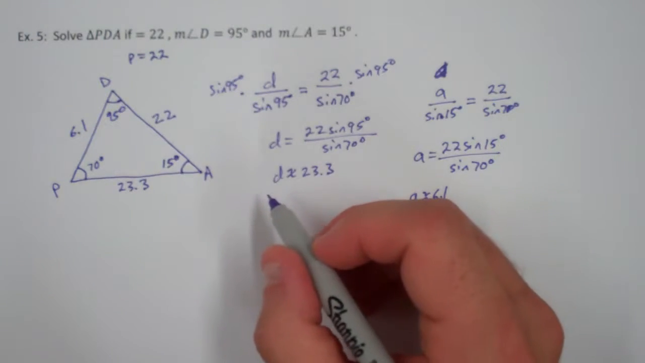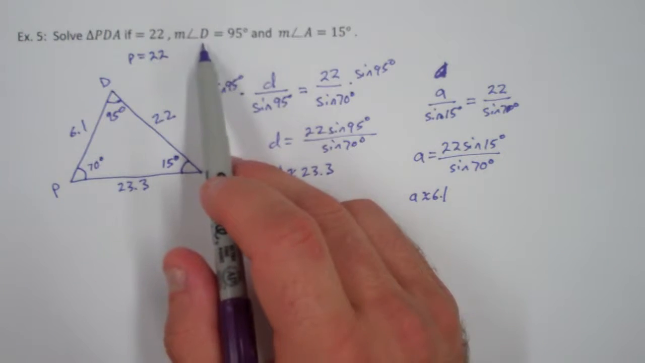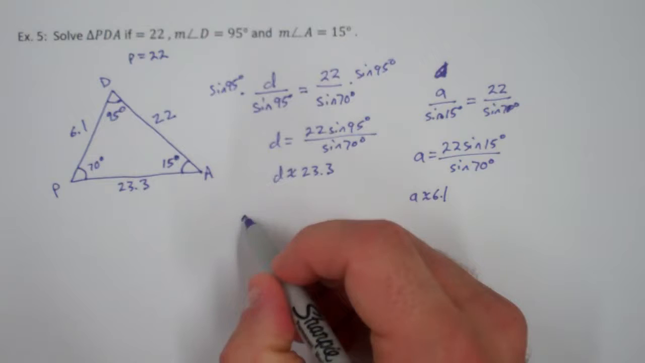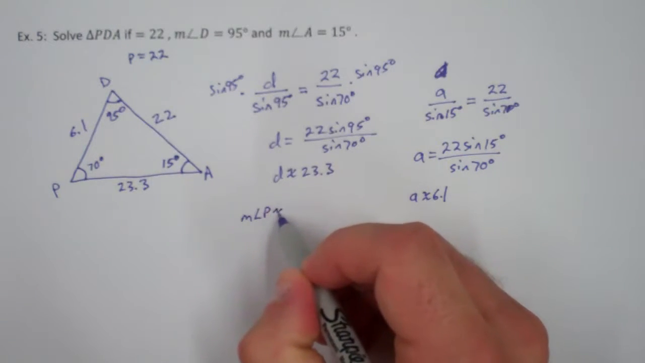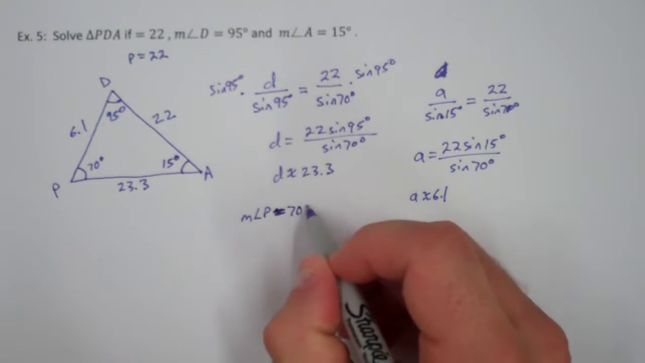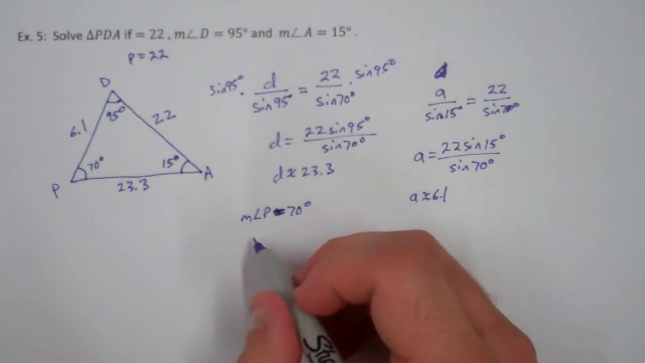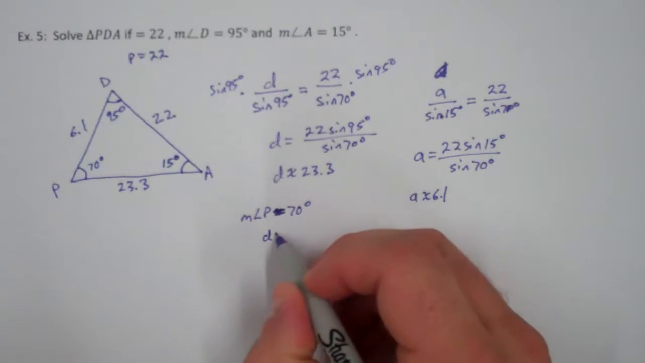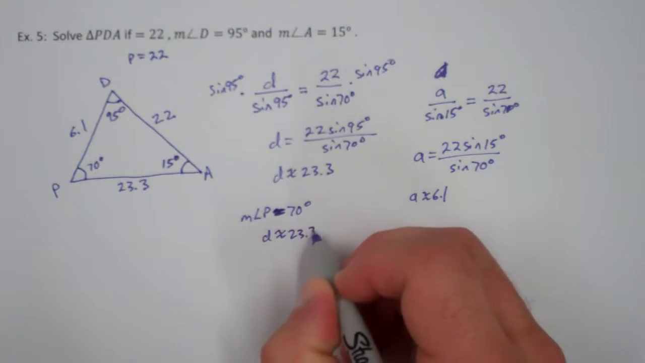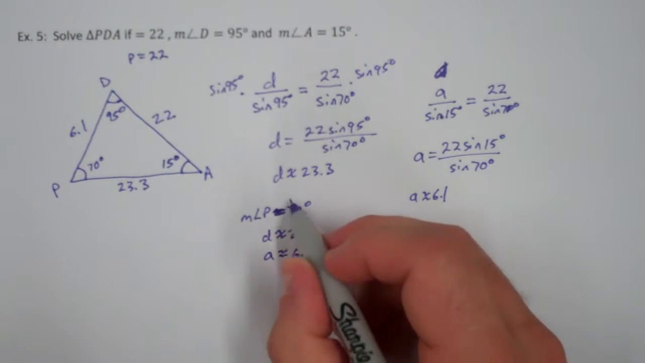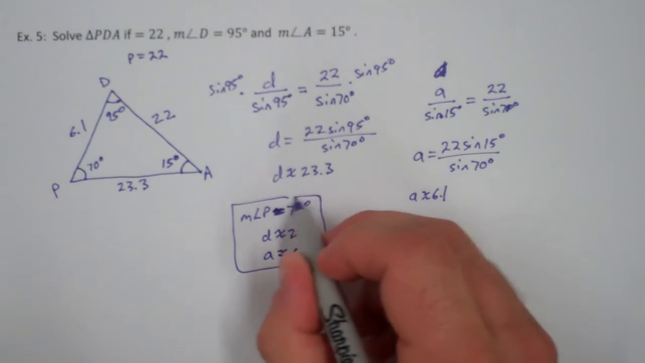When we write our solution for this, we want to write the angle that we didn't have to begin with. So that's going to be angle P. So the measure of angle P will be about 70 degrees. And then we also have sides D and A. So D is approximately 23.3, and A is approximately 6.1. All finished.